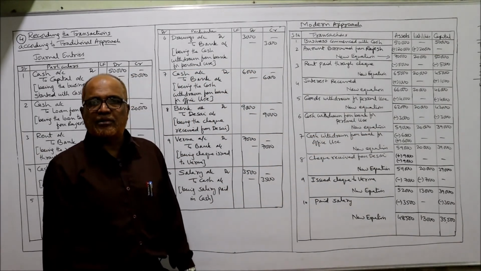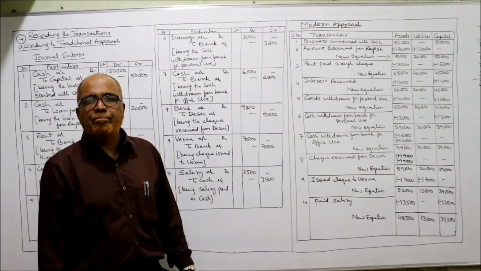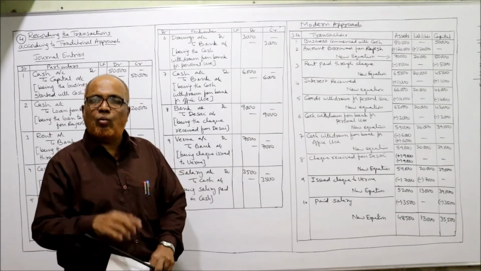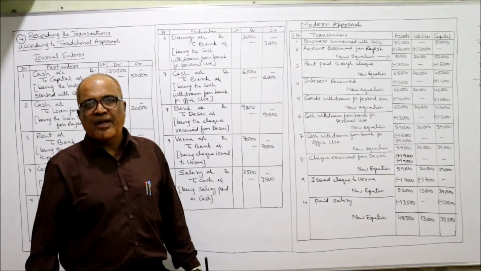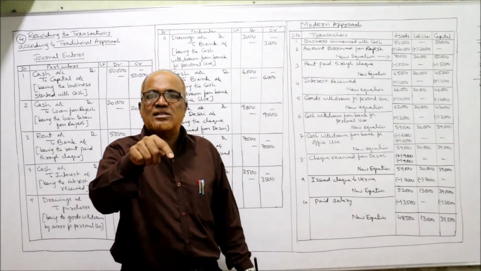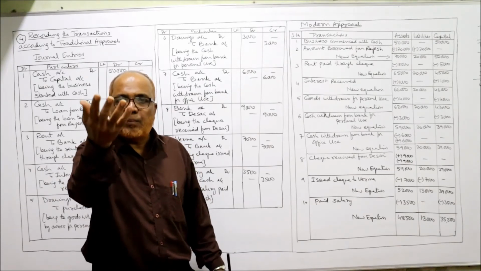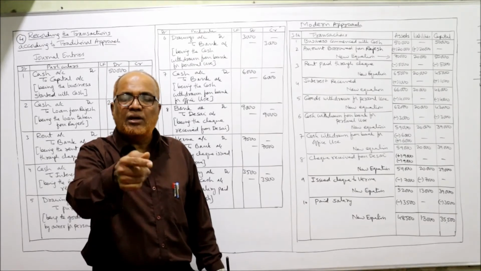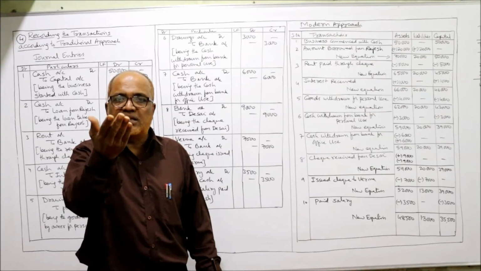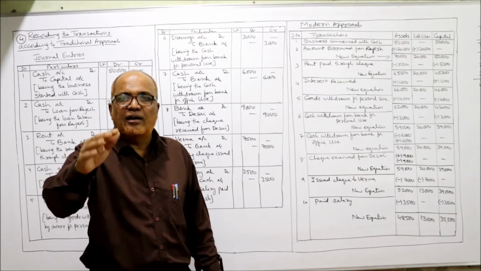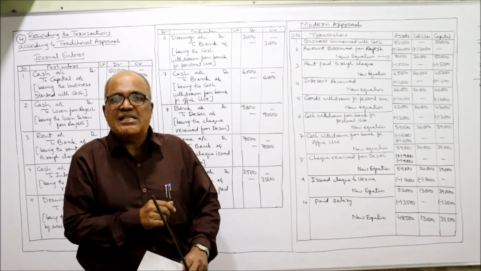Two transactions completed. Now the third transaction is paid rent through check. What is the effect? When we pay the rent, rent is an expense. By paying the expense, our profit will come down. When profit comes down, the capital comes down. By profit earned, the capital will increase. By expenditure incurred, the capital will decrease. So this rent payment will decrease the capital.